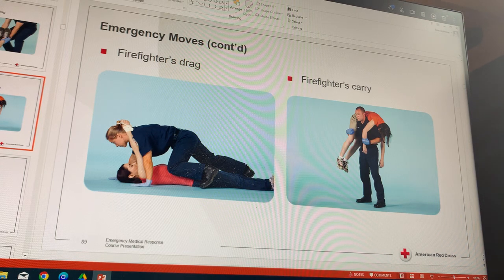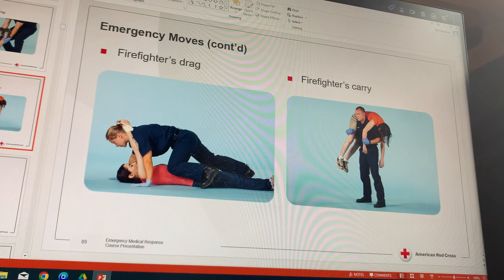Keep your back as straight as possible and keep the patient centered under you. Slowly crawl forward, carrying the patient with you. Be careful not to bump the patient's head. This move is not safe for a patient suspected of having a head, neck, or spinal injury.